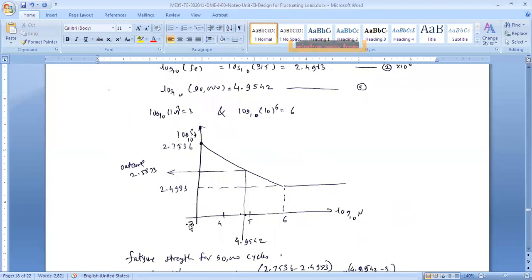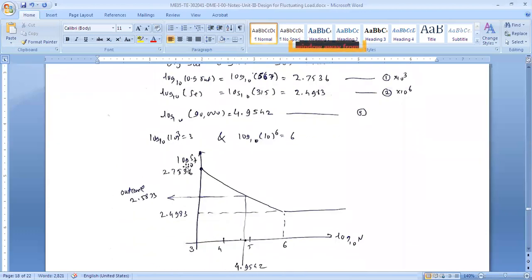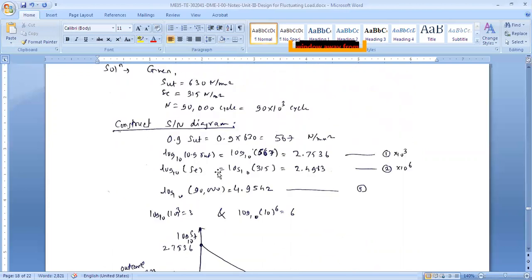So here this point where x is 0 means it is now 3 in our case, because our origin is x is 3 and y is 0. Okay. So here x is 3 and y is 2.7536. Are you getting it? So the first point on the SN curve has a life cycle of 10 raised to 3, that is 0.9 of SUT.